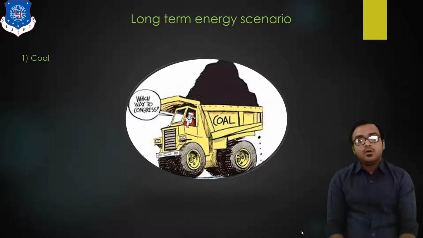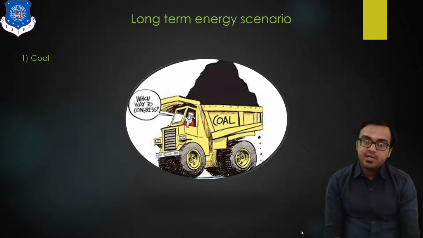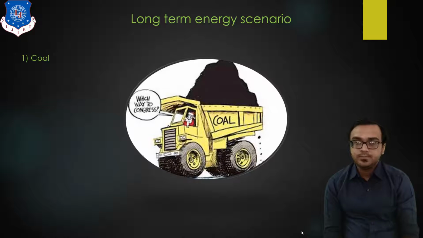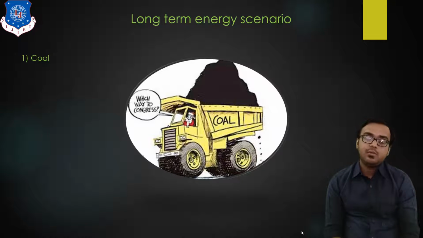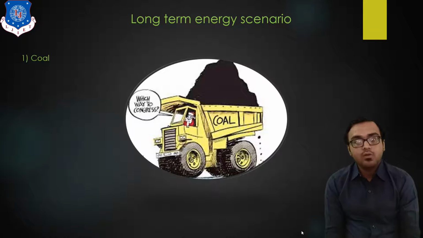Production currently stands at around 290 million tons per year, but considering the future scenario, we need to improve our coal production. I mean to say we need to double our production to cope with the electricity demand. Now the next one is oil.